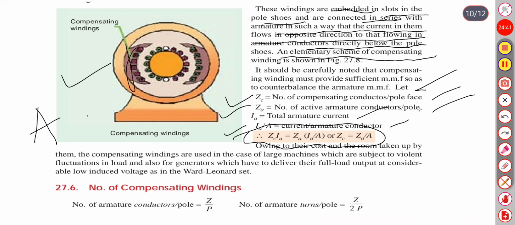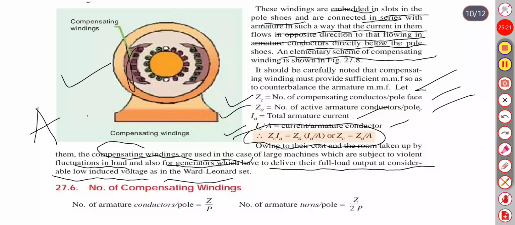Owing to their cost and the room taken up by them, the compensating windings are used in case of large machines which are subjected to violent fluctuations in load, and also for generators which have to deliver their full load output at considerably low induced voltage, as in the Ward Leonard system.